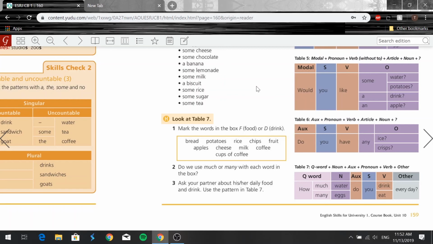Okay? And we have table 7, question word. Okay, so in this pattern, we're going to start with a question word. So, what, how, which, where. Much or many, depending on the noun that you're going to use. Then we have water, eggs. So let me just read them out loud. So how much water do you drink every day? And how many eggs do you eat every day? I could say, how much bread do you eat every day? And I can also say, how many potatoes do you eat every week? Okay? I'm following the same pattern.